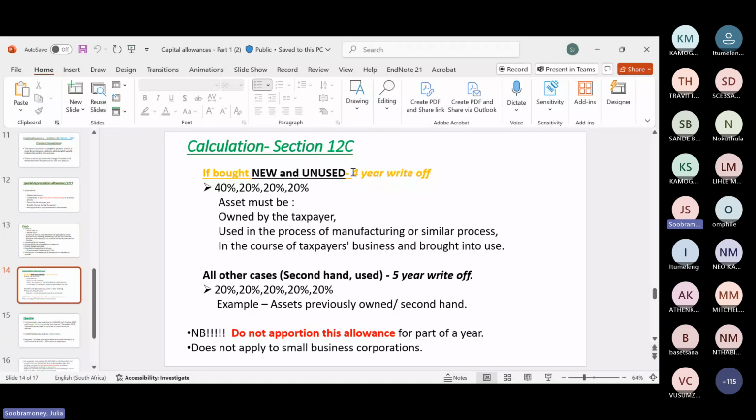So I hope the student that said 5 years understands now. It's not seen as secondhand. It's still seen as new. Why? Because it was never opened. It's still in its packaging. It was just owned by someone else. It was never used. Okay.